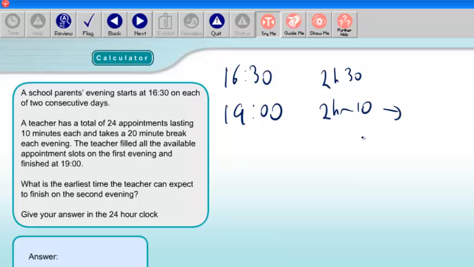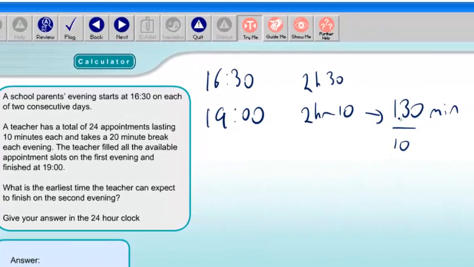So 2 hours and 10 minutes in terms of just minutes is 130 minutes. So 60 minutes in 1 hour, 120 in 2 hours, plus that 10 minutes. So that's 130 minutes for the appointments. Each appointment was 10 minutes. So if that was the case, then there was no time wasted anywhere. 130 divided by 10 would be 13 appointments on day 1. Okay, so if there are 24 appointments in total, minus 13 just gives 11 appointments on day 2.